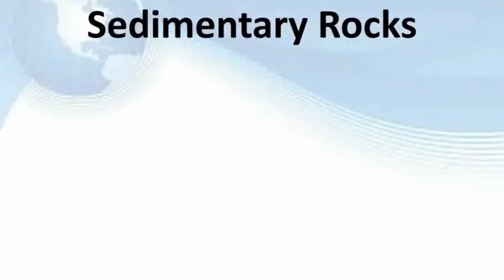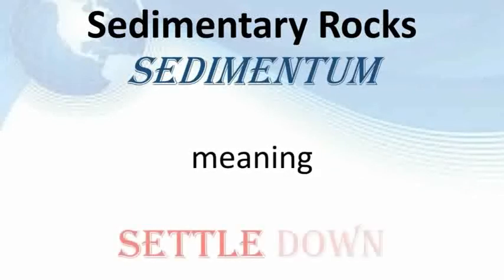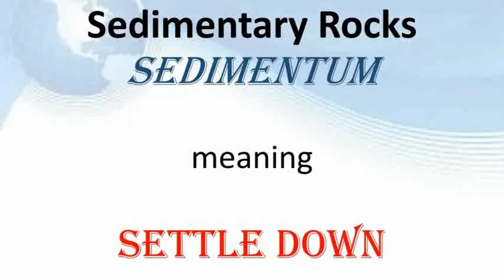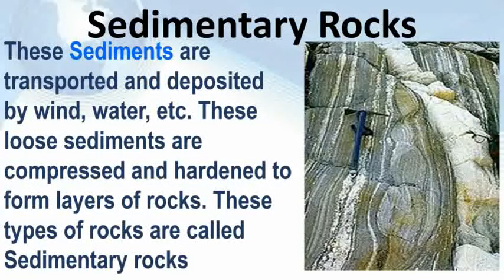Sedimentary rocks. The term sedimentary is derived from the Latin word sedimentum, which means settle down. Rocks roll down, crack, and hit each other and are broken down into small fragments. These smaller particles are called sediments. These sediments are transported and deposited by wind, water, glacier, etc. These loose sediments are compressed and hardened to form layers of rocks. These types of rocks are called sedimentary rocks.